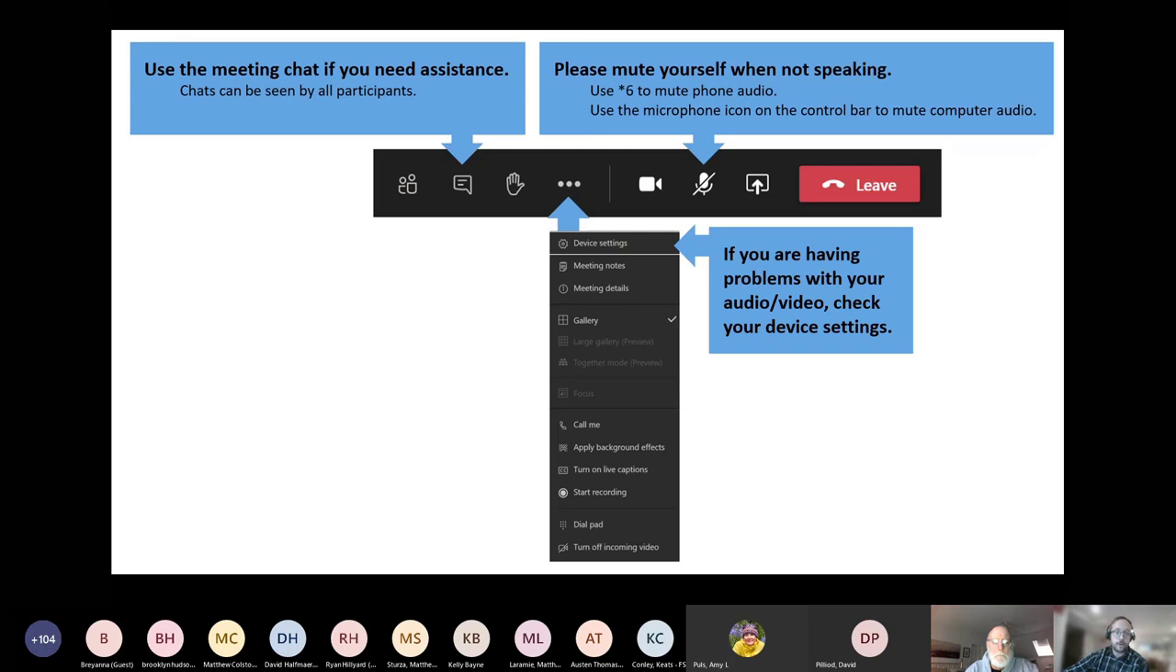If you're having trouble with your audio, check the device settings, which you can get to by clicking on the ellipses. And then you can always use the meeting chat to contact the organizers, which is myself and my coworker, Amy Poles, and we can help out.